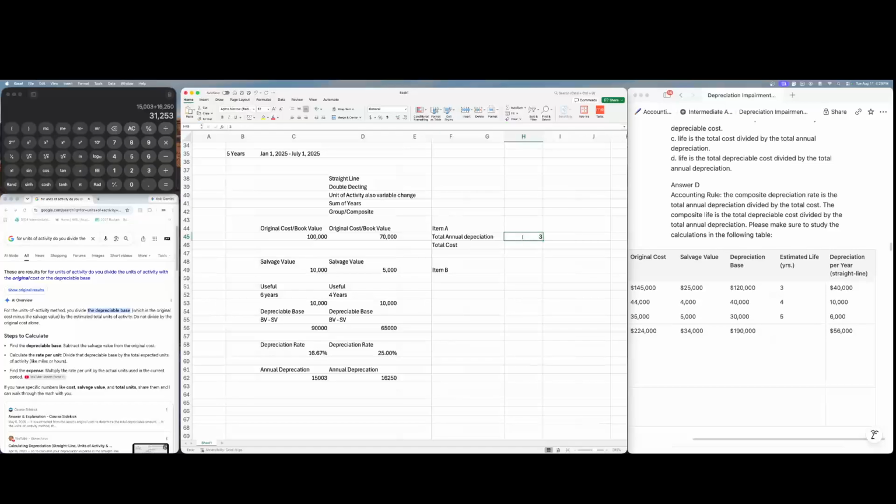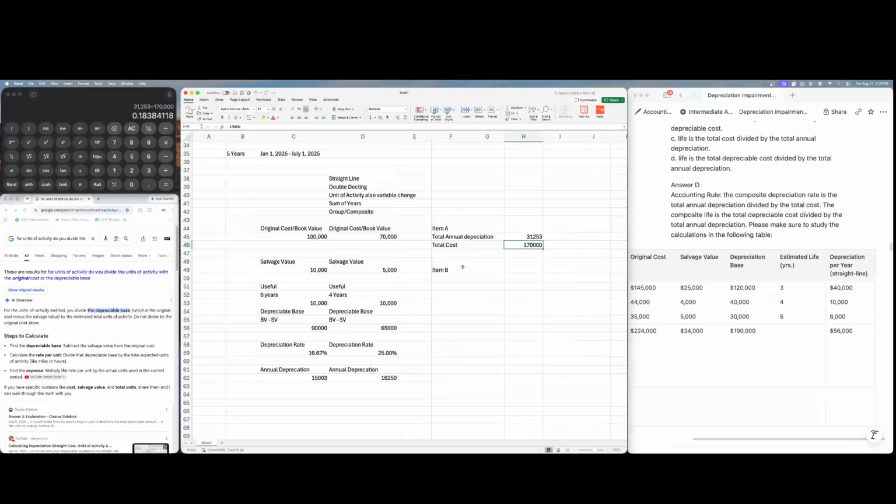So 31,253, divided by total costs, the original costs, pretty much. So you just divide that by the cost. So 18% would be the annual depreciation, the composite depreciation rate.